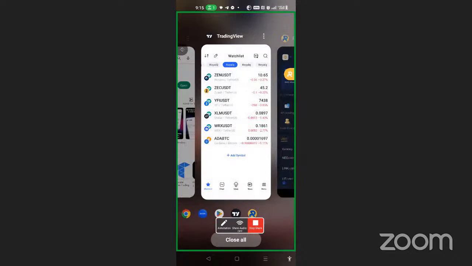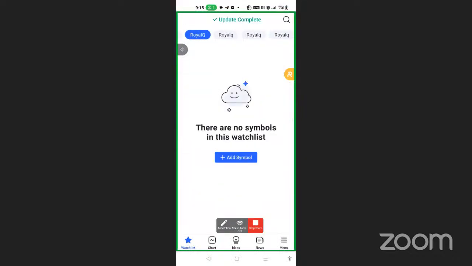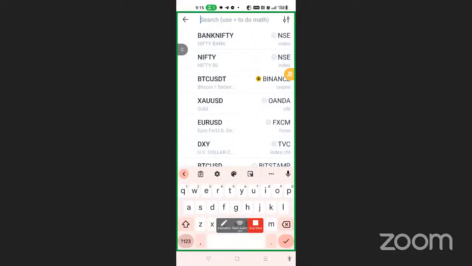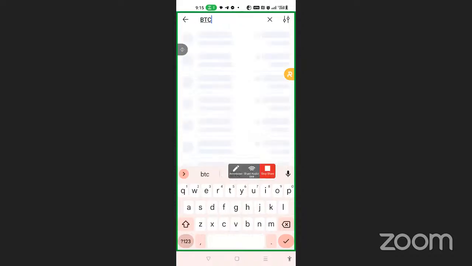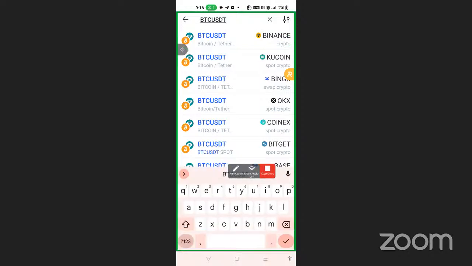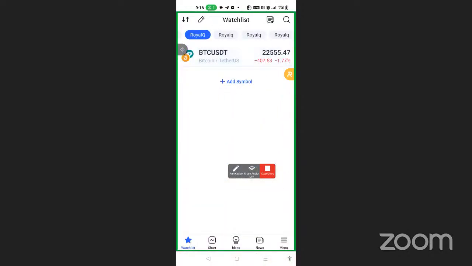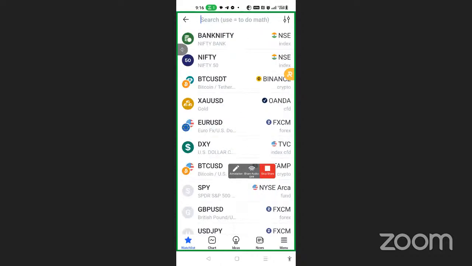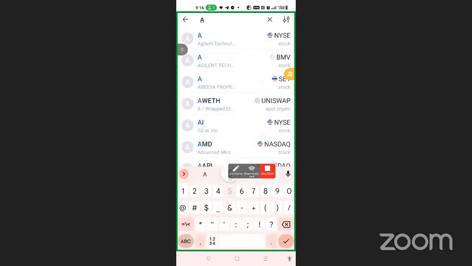How do you do that? Tap on add. You write the name of the coin, BTC USDT. And there it comes, the name of the coin, BTC USDT. Then you tap on it, so it sits on your screen. So you should be able to add all the coins. Let me say it is ATA USDT.